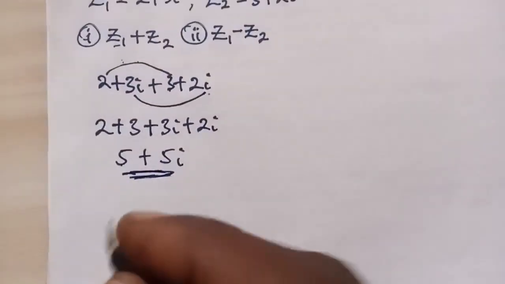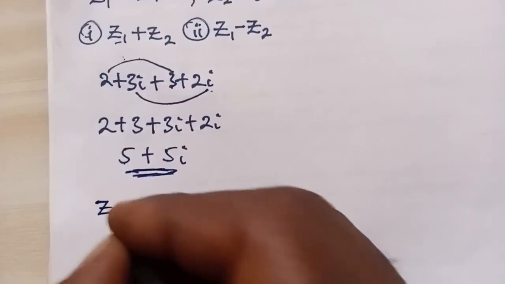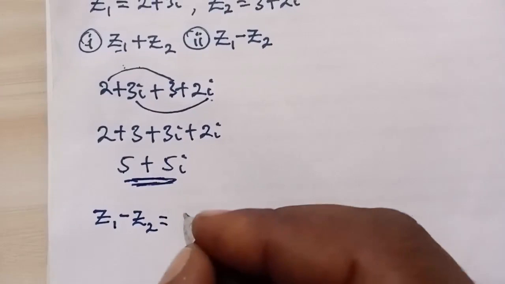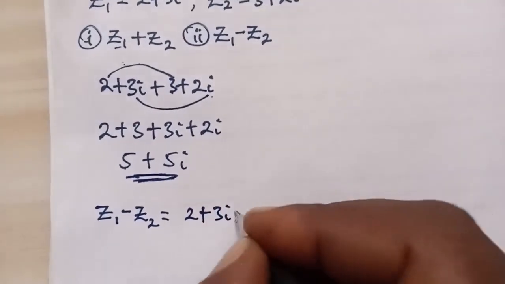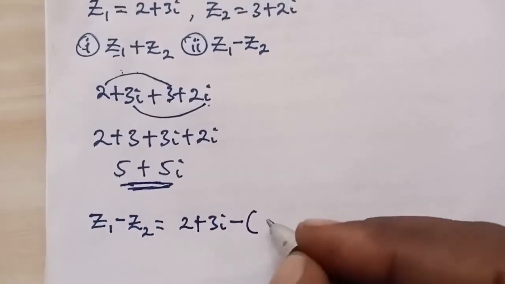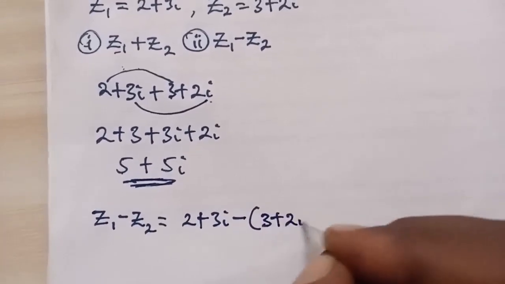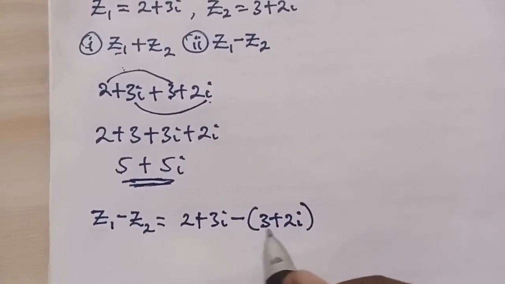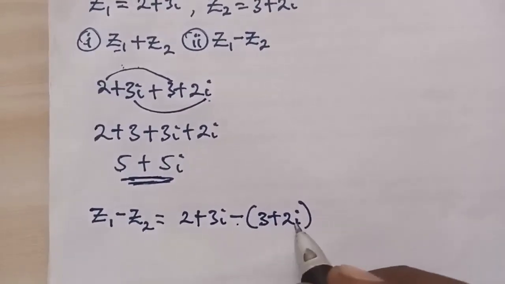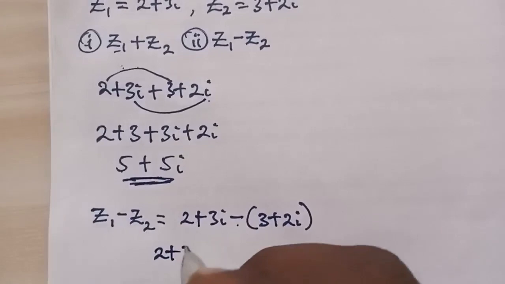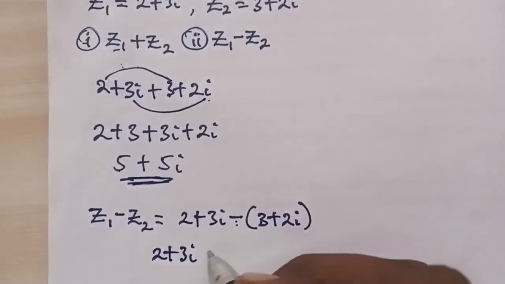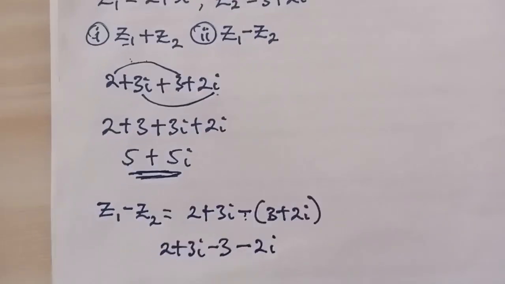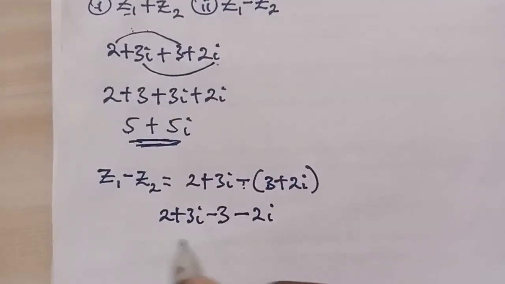Now, the second one, say we should find z1 minus z2. Our z1 is actually 2 plus 3i minus z2. So z2 is 3 plus 2i. Remember, for the case of minus, the minus is going to affect everybody because we're talking about minus z2. So what we'll have is 2 plus 3i, minus times this will give you minus 3, minus times this will give you minus 2i.